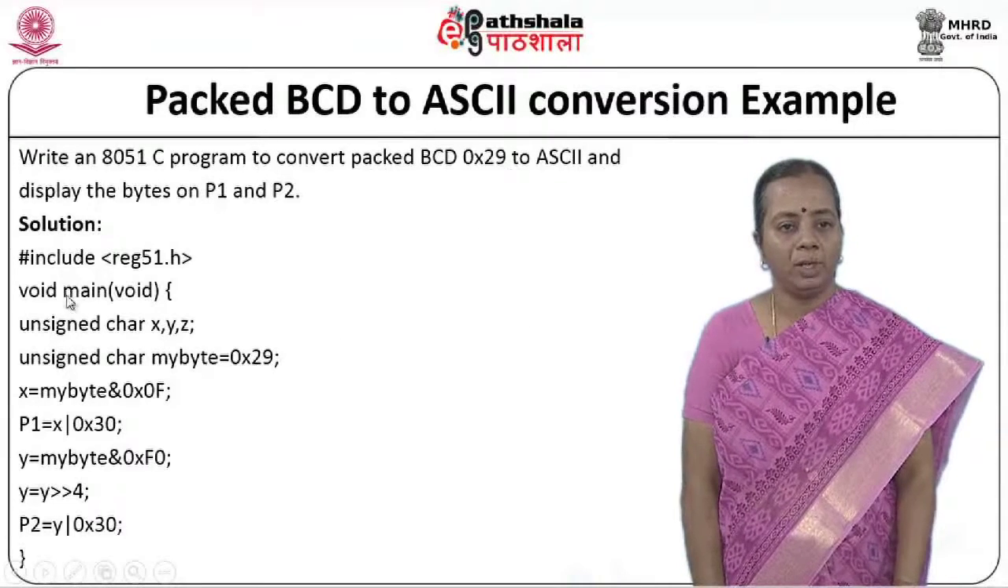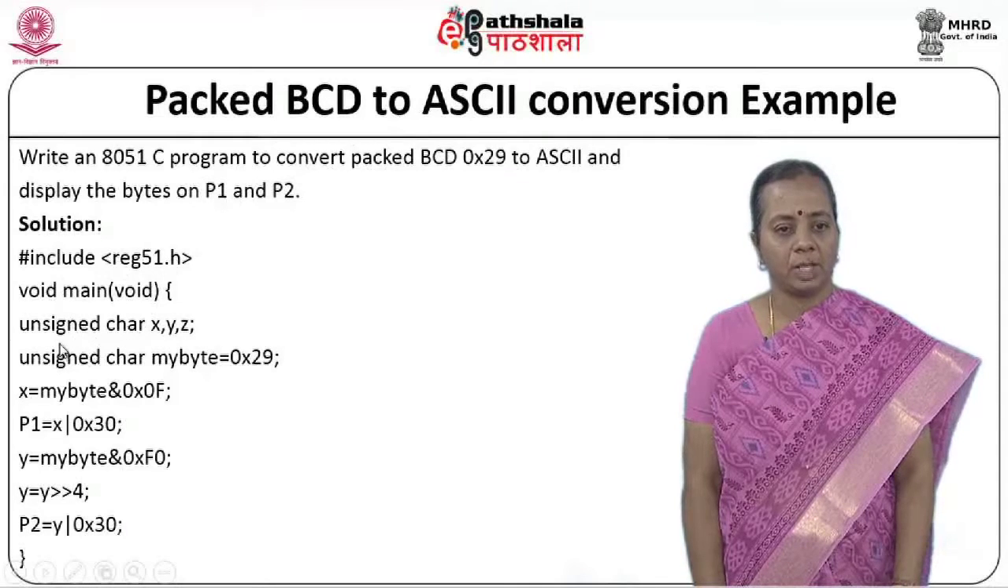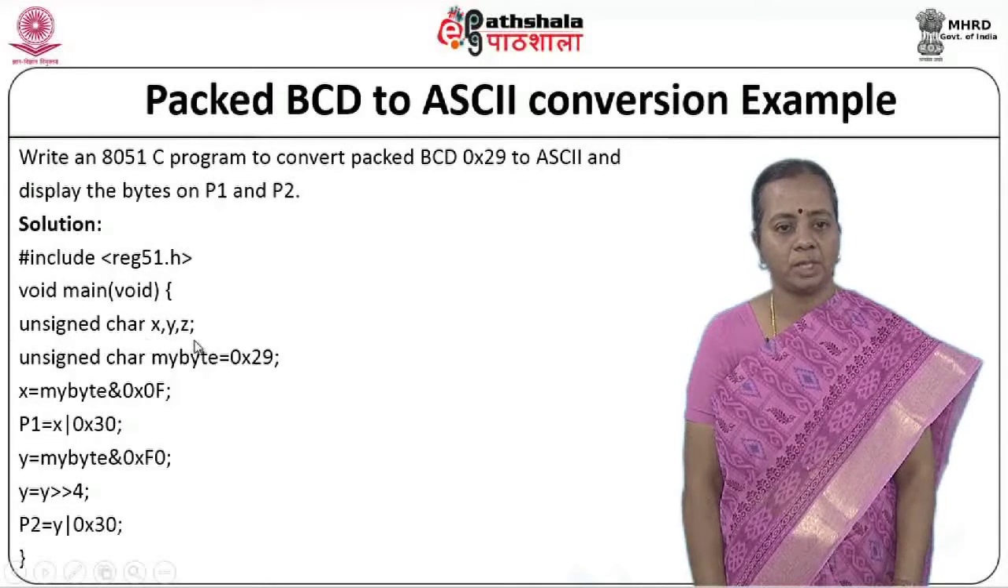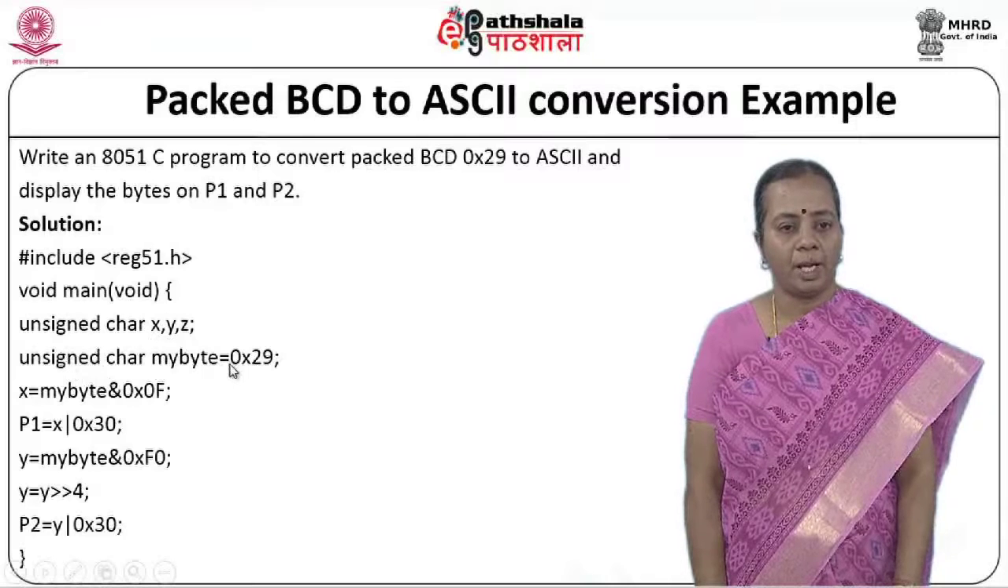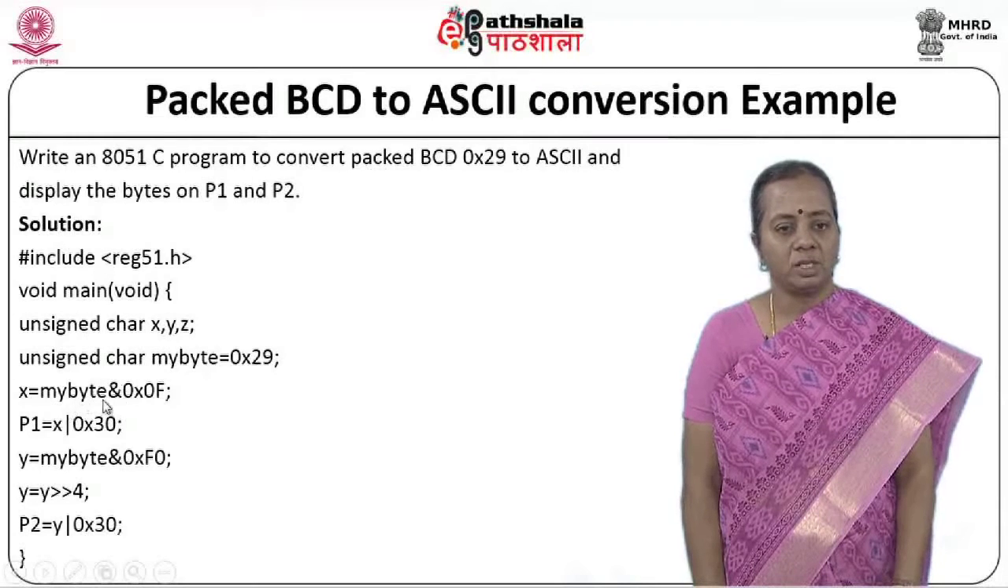Now, we will be including reg51.h to make it 8051 controller code. Then void main, where unsigned characters x, y, z are taken, and unsigned character mybyte is 0x29. Now, 29 is the input value which has been given to mybyte, which is of character type. Now, mybyte is ANDed with 0F.